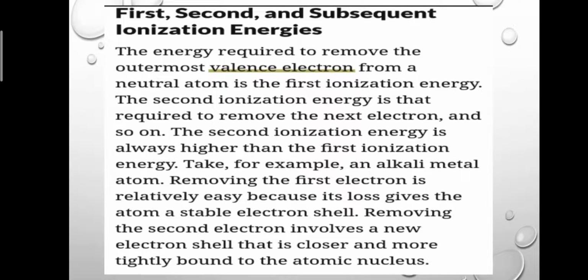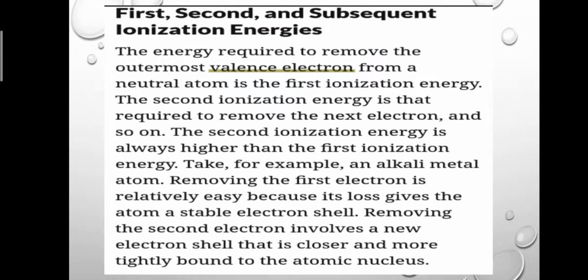First, second, and subsequent ionization energies. The energy required to remove the outermost valence electron from a neutral atom is the first ionization energy. The second ionization energy is that required to remove the next electron, and so on. The second ionization energy is always higher than the first ionization energy.